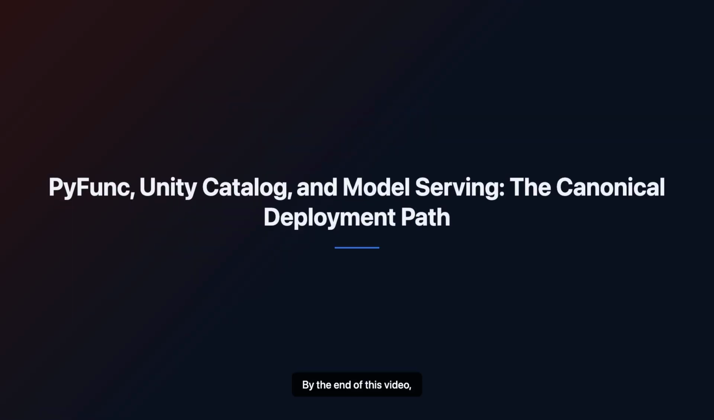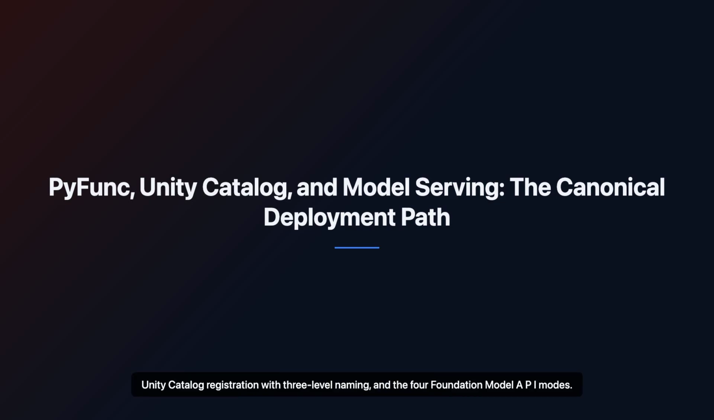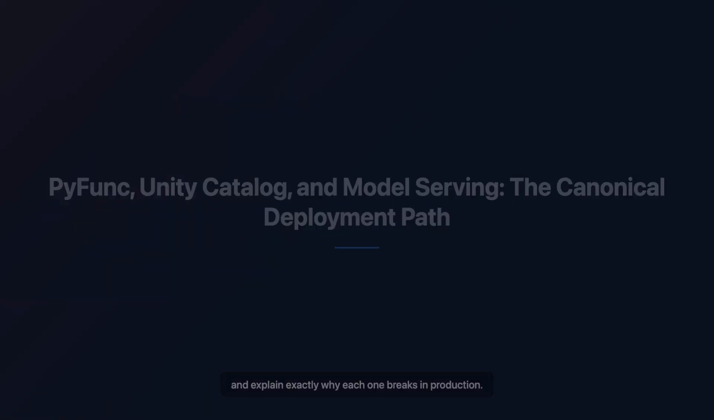By the end of this video, you'll know exactly how to ship a Databricks generative AI model from a notebook to a production endpoint, using the same three-line pattern every Databricks engineer writes. We'll cover the PyFunc wrapper, Unity Catalog registration with 3-level naming, and the 4 Foundation Model API modes, and we'll name the 3 anti-patterns that get flagged in design reviews: pickle uploads, hand-rolled Docker, and Flask plus Gunicorn, and explain exactly why each one breaks in production.